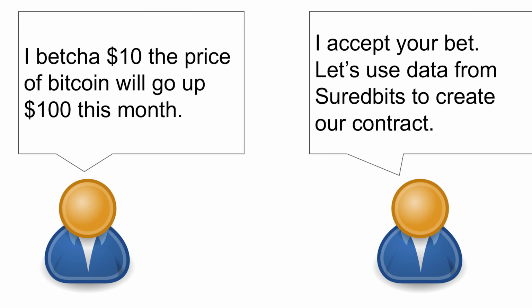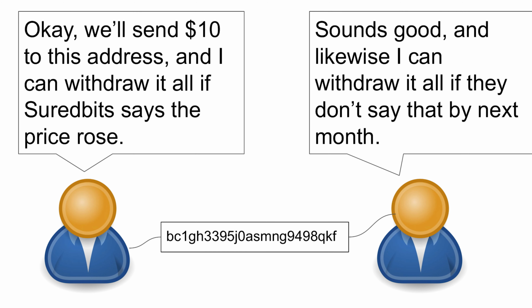You can then make your contract depend on data provided by Shirred Bits. If in a month they say the price of Bitcoin rose, you get your money, otherwise you pay out. You can put money in a swap address based on this contract, and after that your wallet will handle everything automatically, without Shirred Bits or anyone else ever having custody of your money.